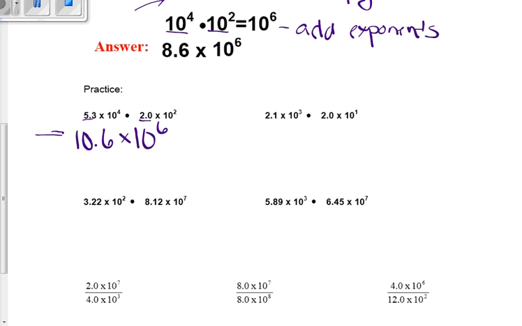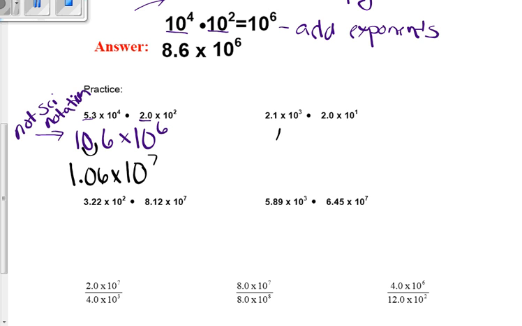Now this is not scientific notation. Remember, scientific notation only has one number in front of the decimal point. So here we're going to move once over, so 1.06 times 10, and since we moved left, we're going to add another number, so it becomes the seventh power. If I moved right, it would become the fifth.